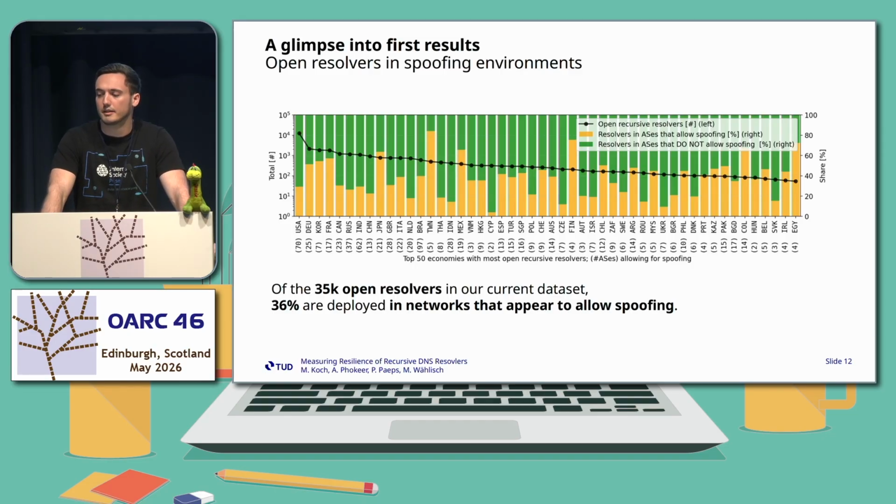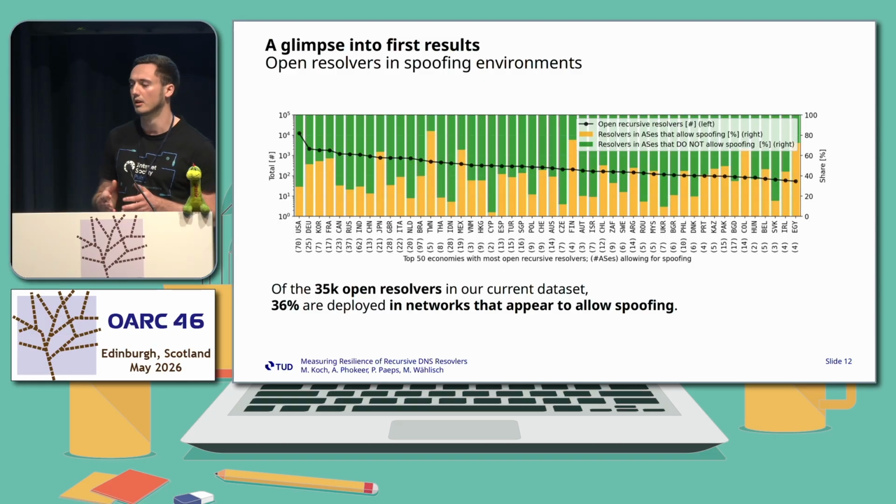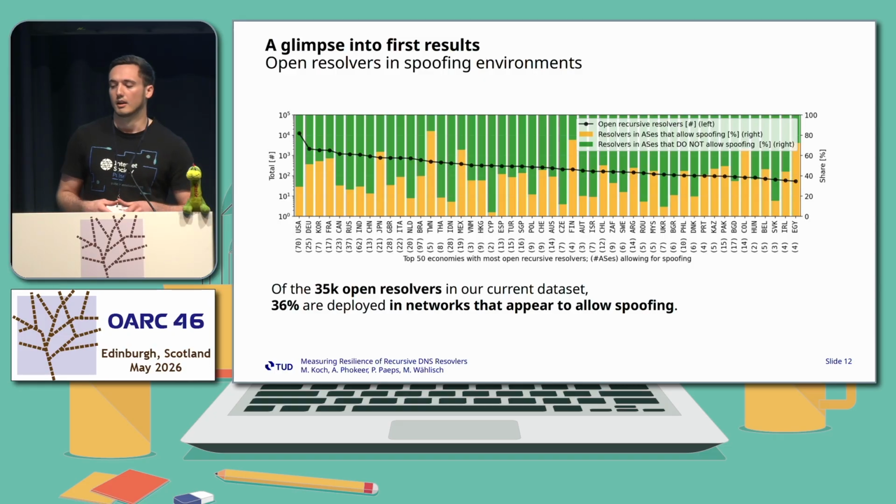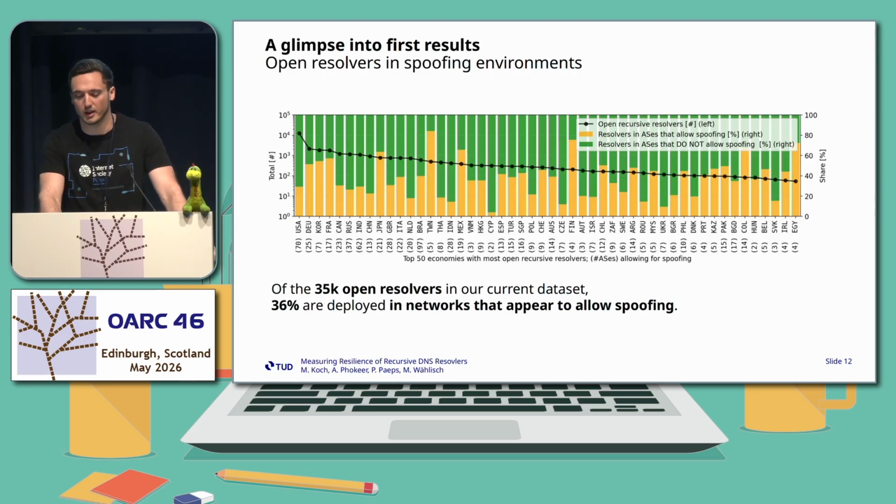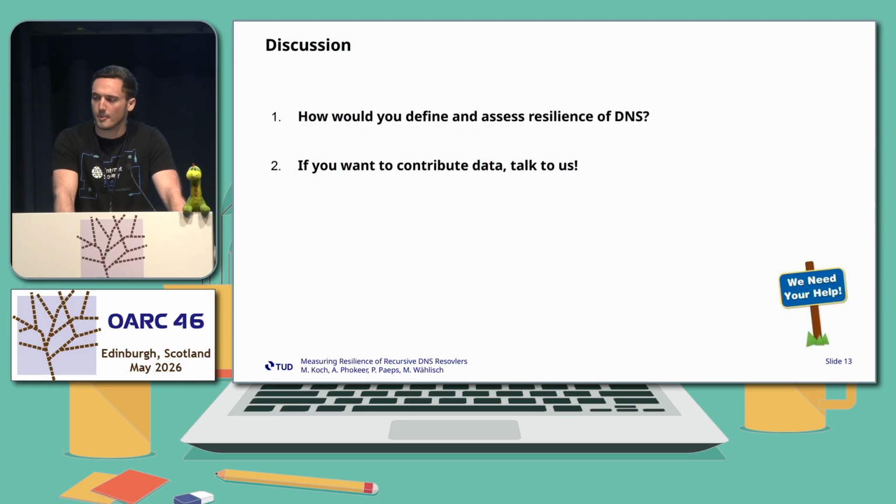So the TLDR of this graph is basically that of the 35,000 open resolvers we have in our database, about 36% seem to be deployed in networks that appear to allow spoofing. So yeah, quite a surprisingly high number. Stay tuned for more measurement results here. This is only a very brief glimpse into the first results.